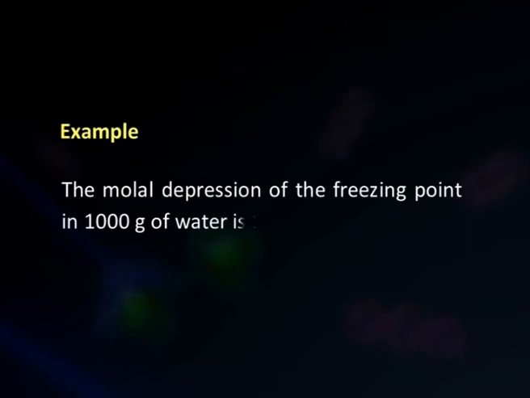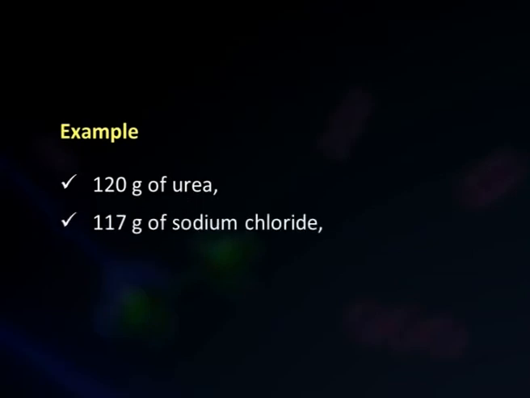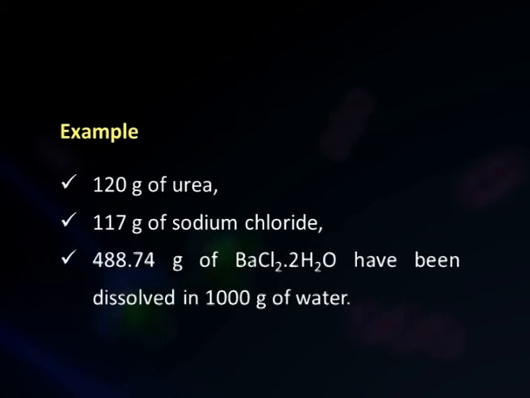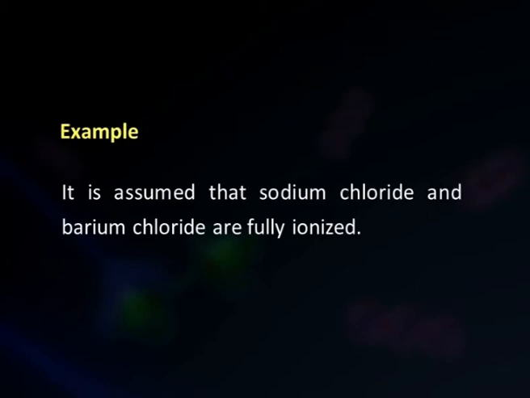There is another example. The molal depression constant of freezing point for 1000 grams of water is 1.86 Kelvin kg per mole. Calculate the depression of freezing point of water when 120 grams of urea, 117 grams of sodium chloride, and 488.7 grams of barium chloride 2H2O have been dissolved in 1000 grams of water. It is assumed that sodium chloride and barium chloride are fully ionized, that is, their degree of dissociation is 1.